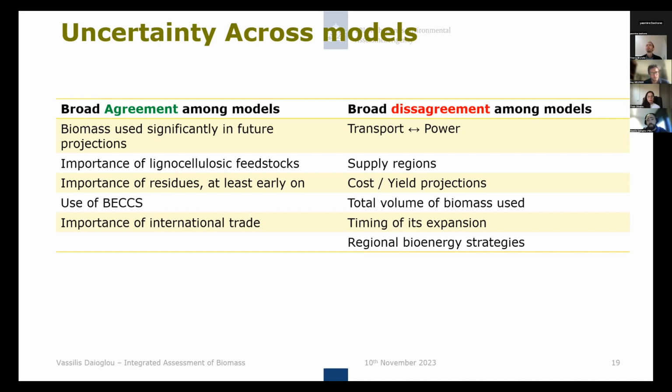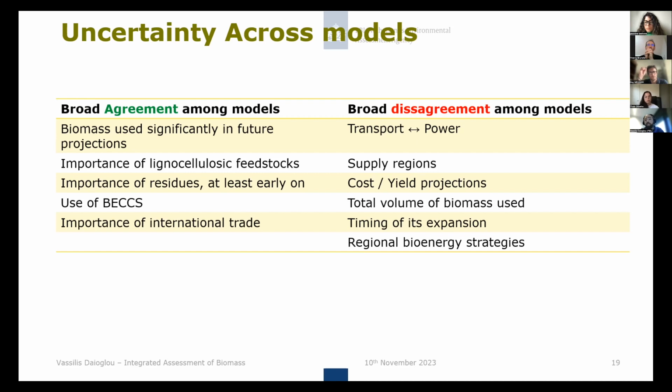They agree very much on the use of BECCS, as we saw earlier, and they agree typically on international trade. So a huge chunk of the bioenergy being used in these scenarios is consumed in different regions from where it's produced. Now, where do they disagree? As shown in the previous slide, they disagree on how the bioenergy is used. They disagree on the supply regions and thus the trade. So while they agree on huge amounts of trade, what the trade routes look like, they do not agree.